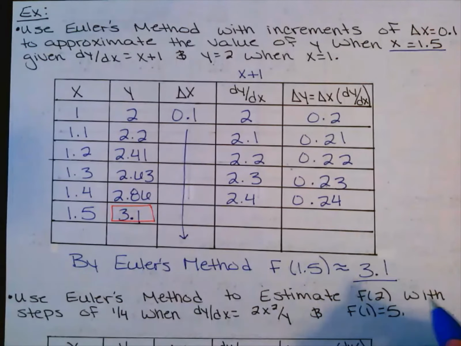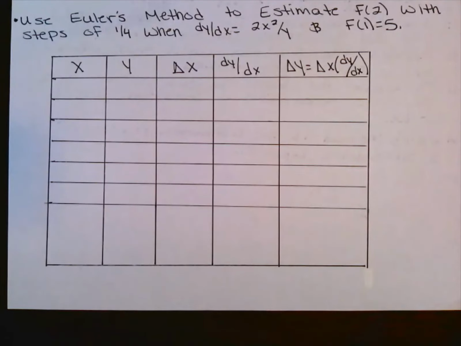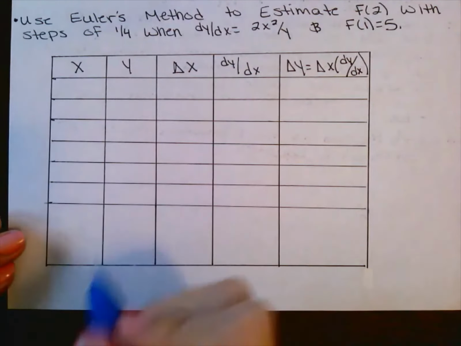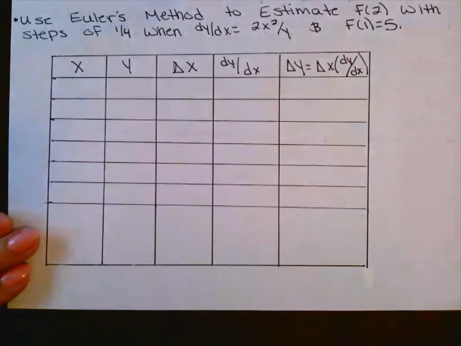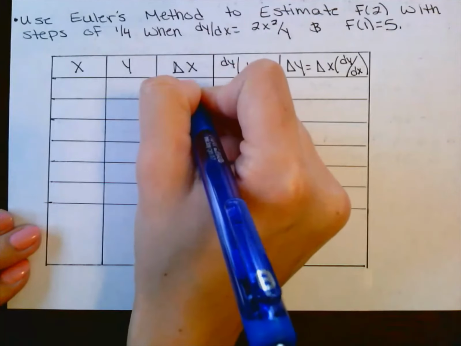And that's how you would answer that if it was a FRQ, a free response question. This next question reads, use Euler's method to estimate f of 2. So we're going to find the y value when x is 2 with a step. So instead of using the term delta x, they said a step of 1 over 4. Okay? 1 over 4 as a decimal is 0.25.